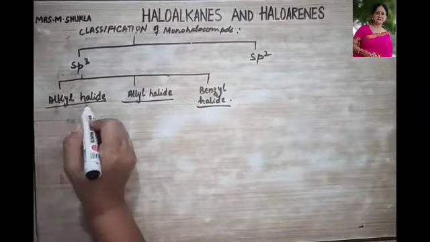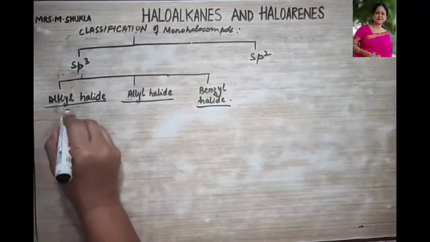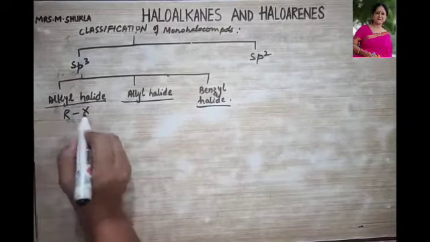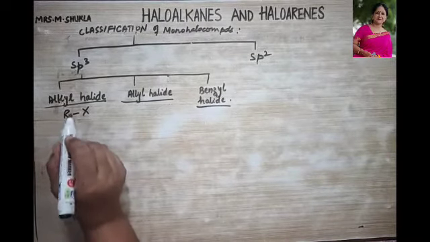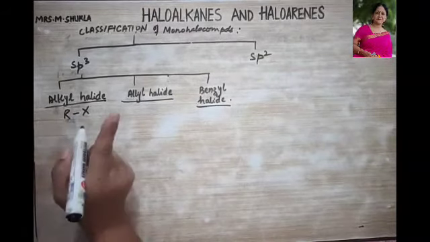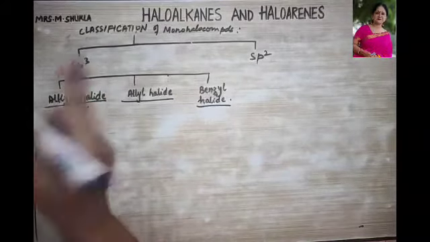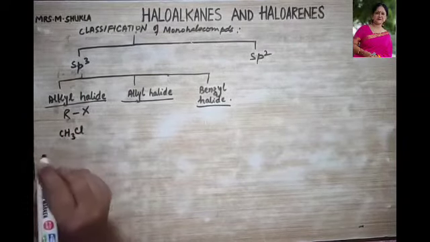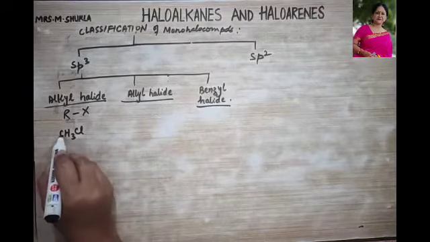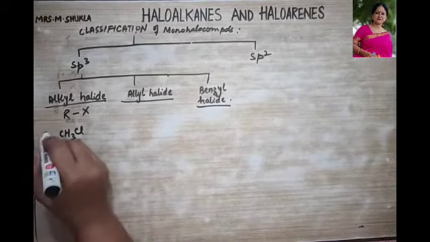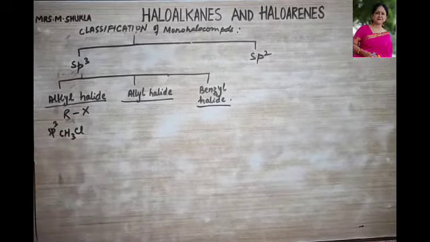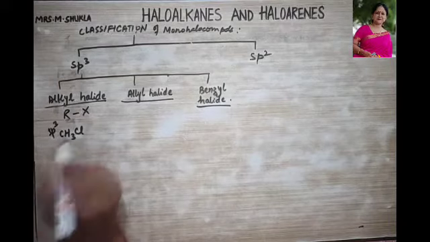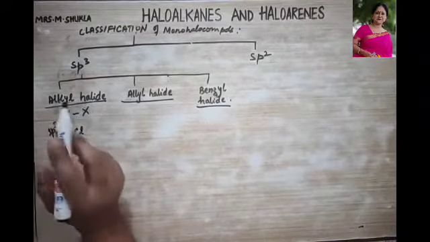So let us start with alkyl halide. When I talk about alkyl halide, I am talking about this: this is your alkane, and this is the halogen added over here. So here the halogen is attached to that carbon which has Sp3 hybridization. For example, CH3Cl: this carbon shows Sp3 hybridization, to which this chlorine is attached. So that is your alkyl halide.